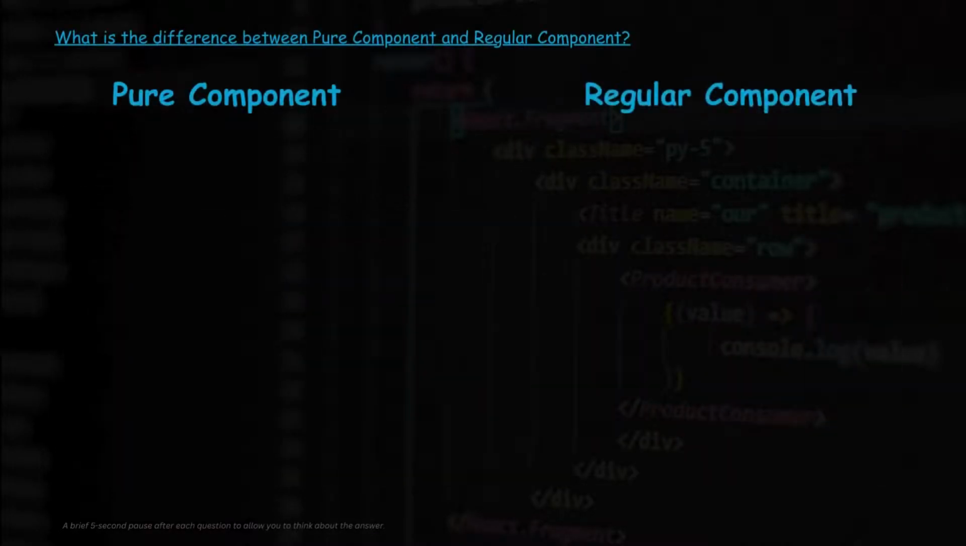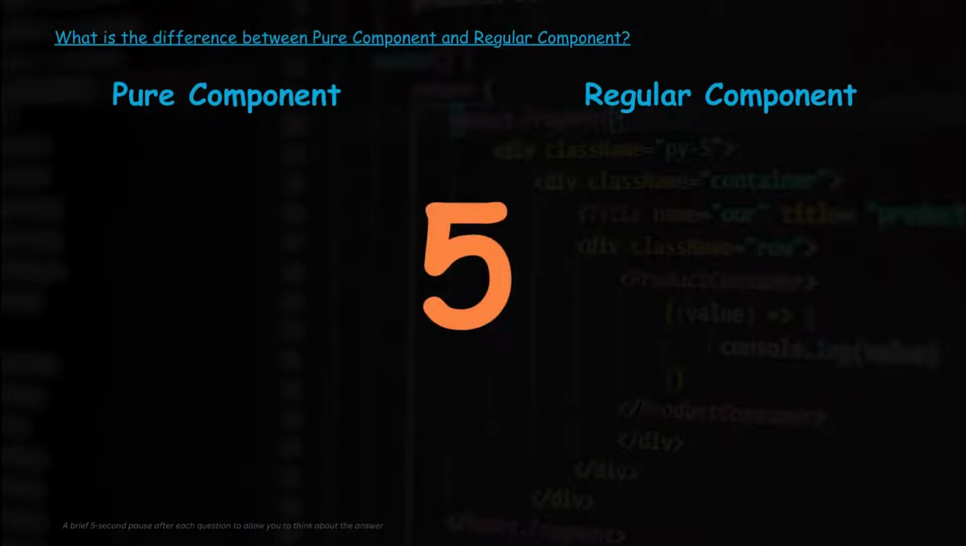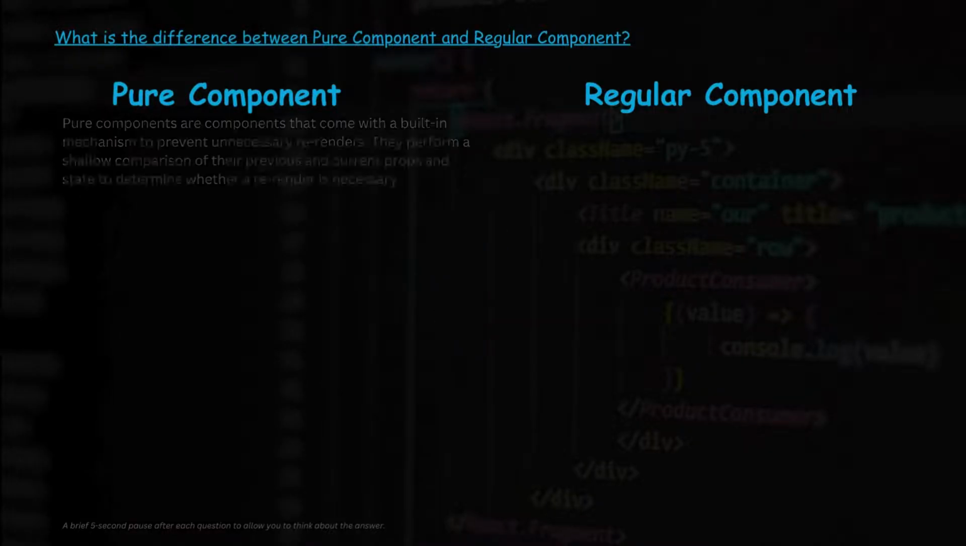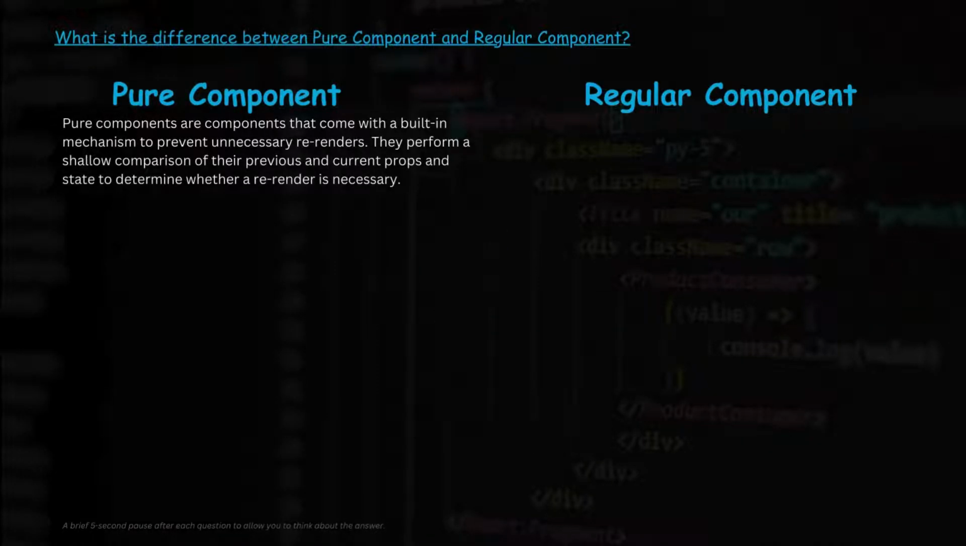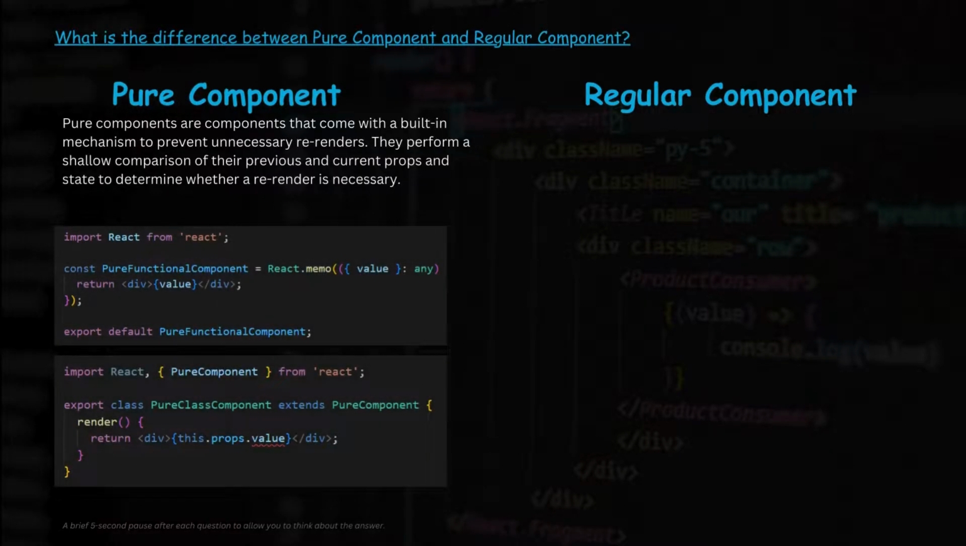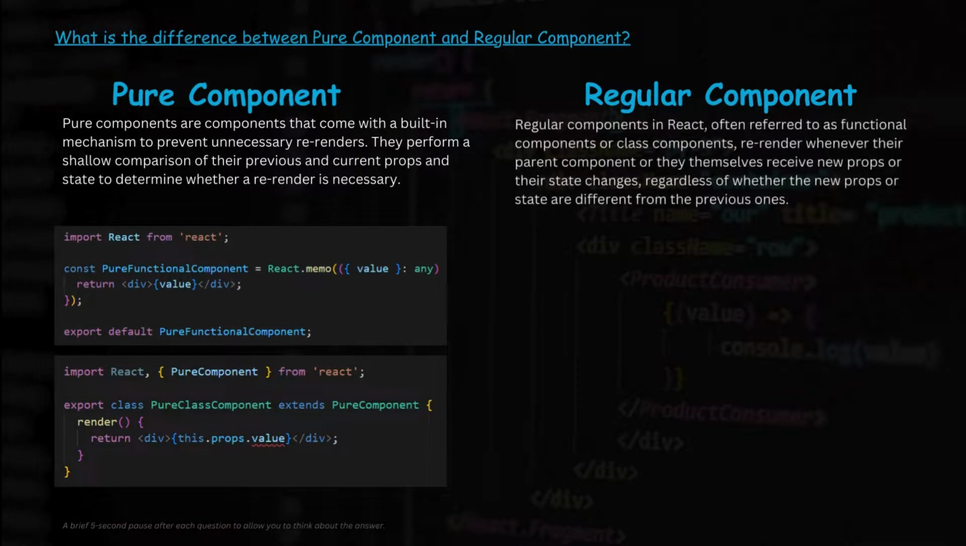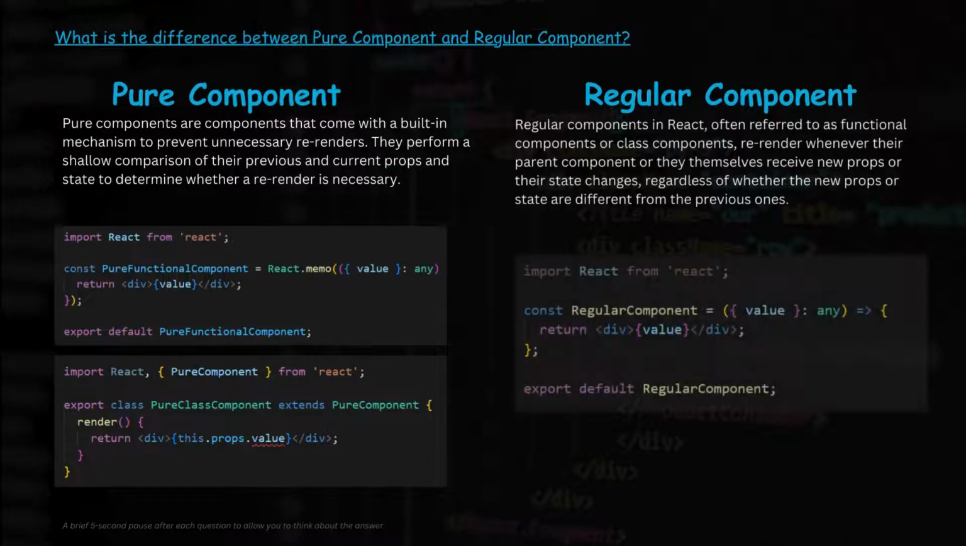Question 7. What is the difference between PureComponent and regular component? Pure components are components that come with a built-in mechanism to prevent unnecessary re-renders. They perform a shallow comparison of their previous and current props and state to determine whether a re-render is necessary. While regular components in React, often referred to as functional components or class components, re-render whenever their parent component or they themselves receive new props or their state changes, regardless of whether the new props or state are different from the previous ones.